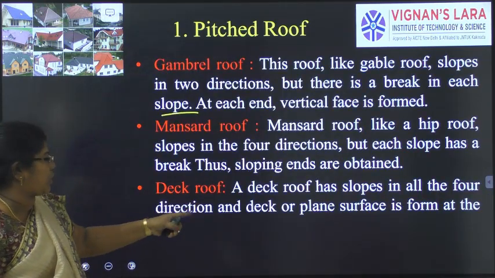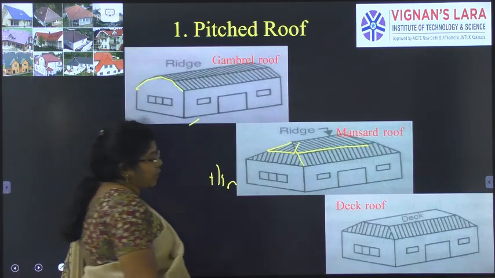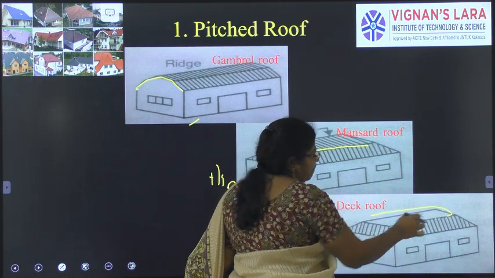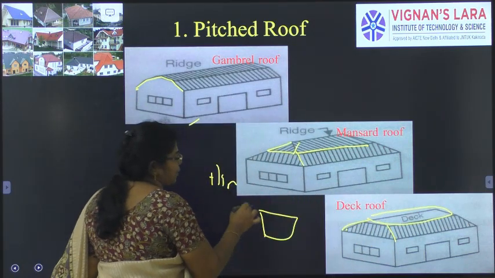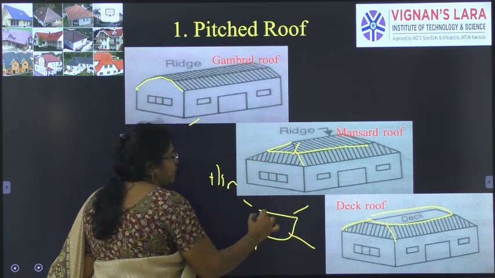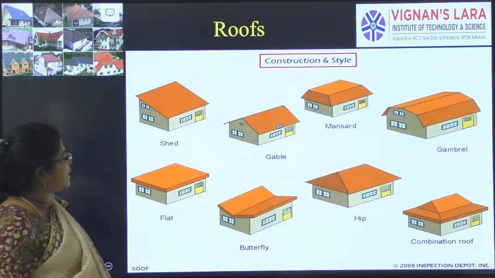The deck roof has slopes in all four directions, and a deck or plane surface is formed at the top. We can see here, there will be a plane surface, so from the top it will be like this. The plane surface at the top is called the deck roof.